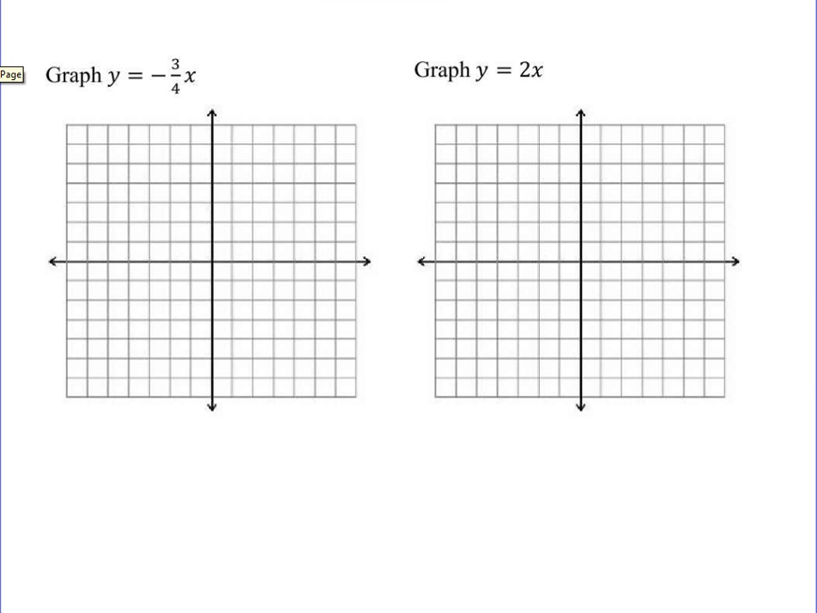This first one, y equals -3/4 x, is direct variation. It looks like y equals kx or y equals mx. So that's direct variation, which means I'm definitely going through 0, 0. Now the question is, which way is my line going to go? It is going to go down from left to right. Why? Yeah, because we have this negative sign here.